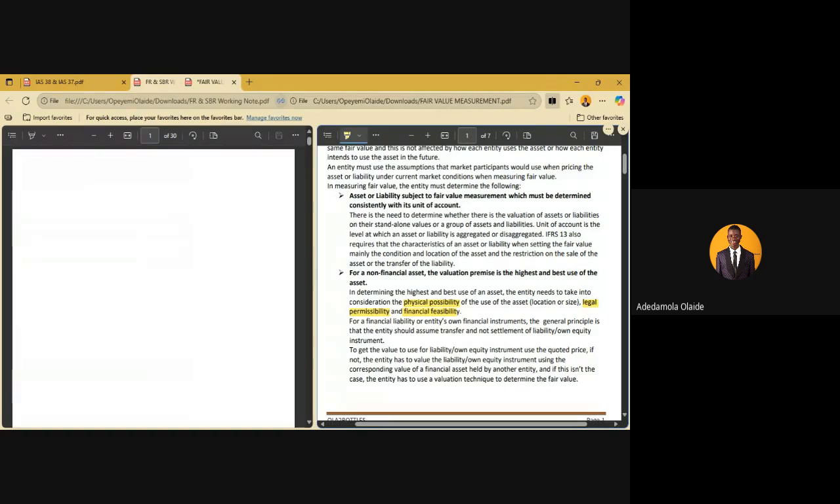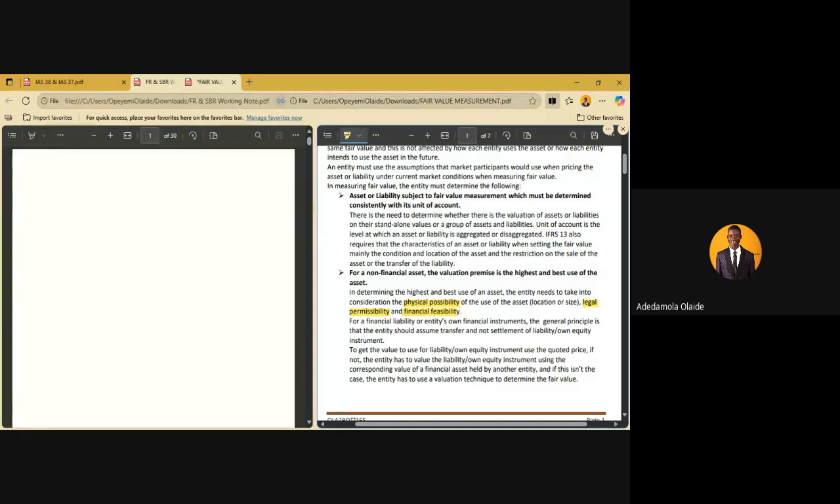Then the next one we look at is the legal permissibility. Is it permitted legally? Does government permit you, or do the laws of the land permit you to use the assets for such purpose? Just like I said, if in a residential area, no government or no law will permit you to use such land to do a filling station, because they know the risk that is involved.